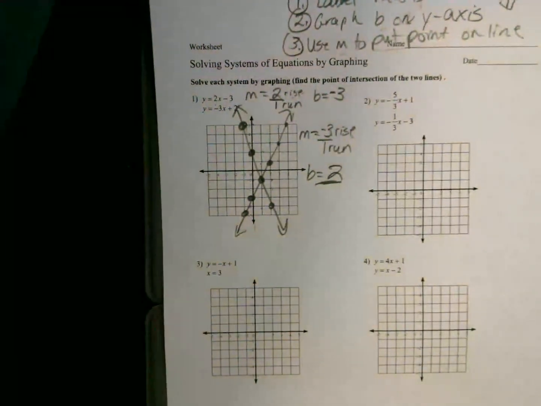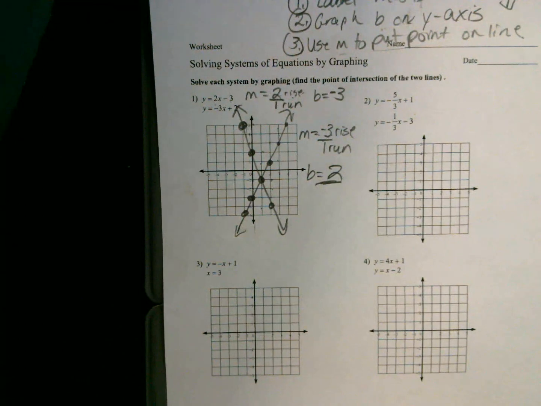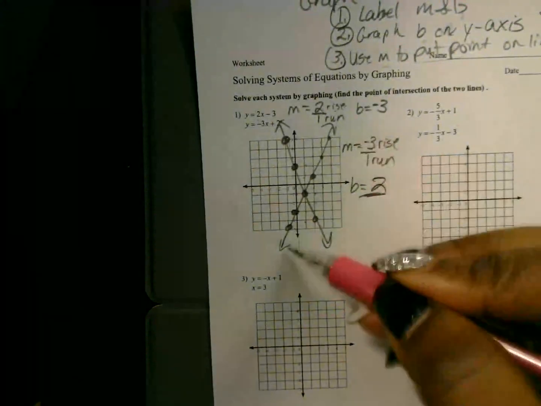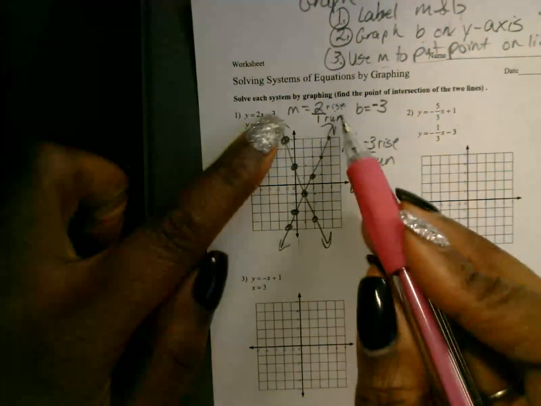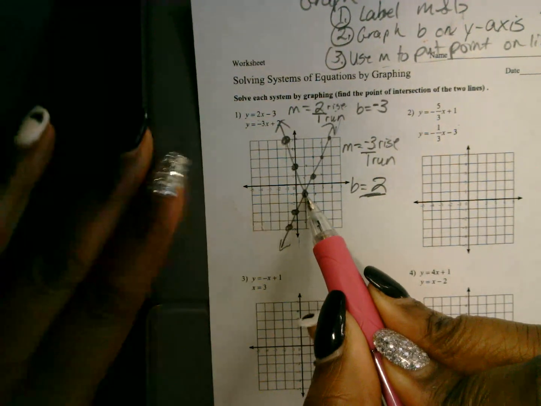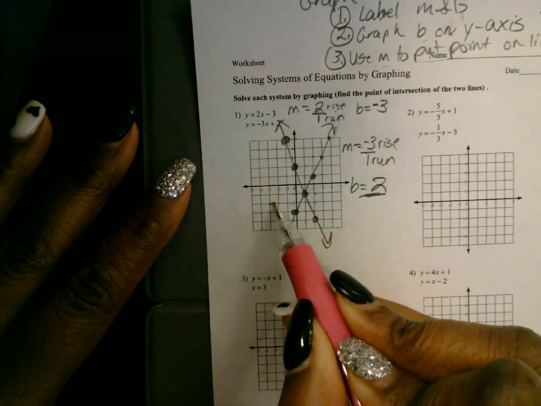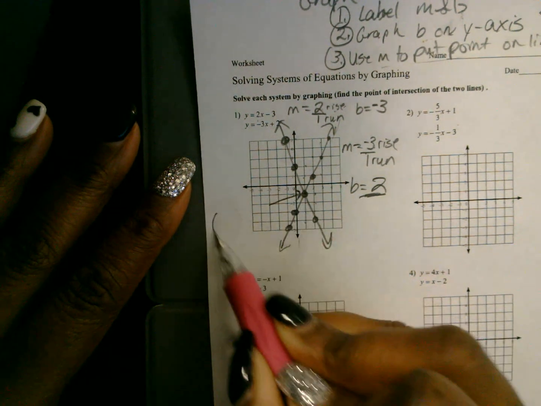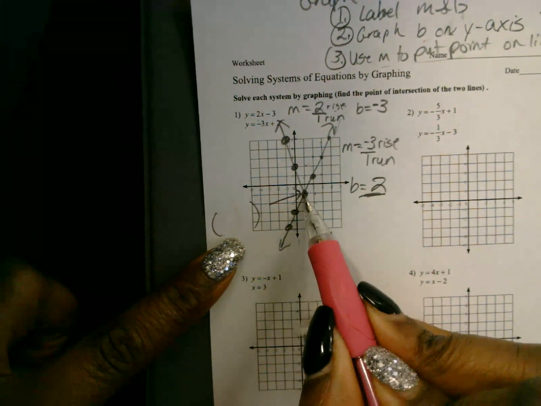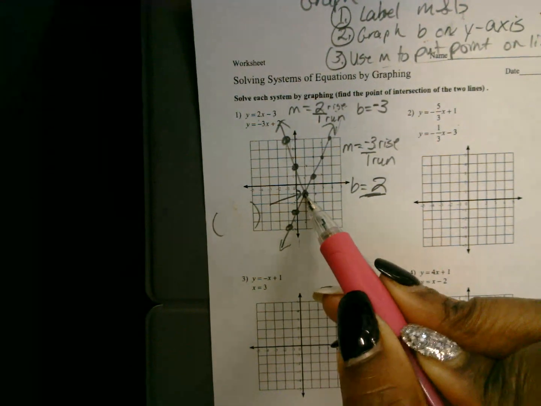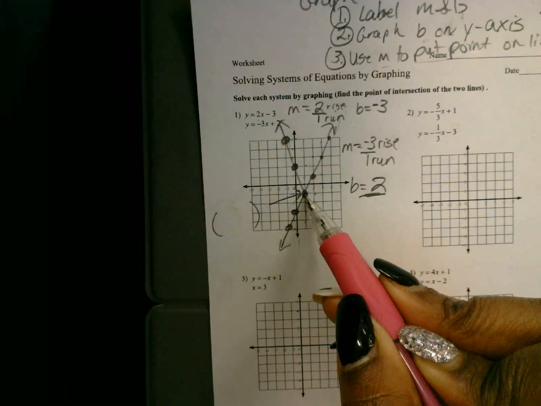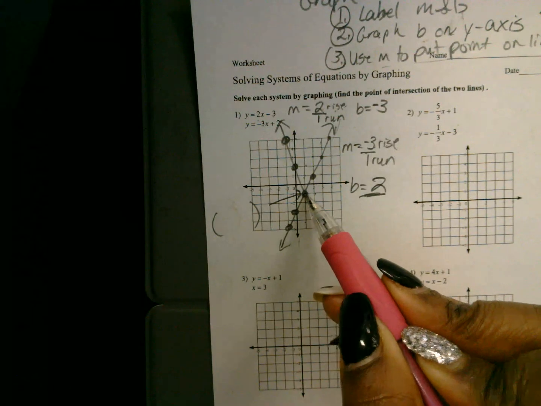I'm going to pause for the calls. Okay, so look. Now our solution is going to be where they cross. The lines cross at this one point right here. What's the ordered pair for this point? What is this ordered pair right here?